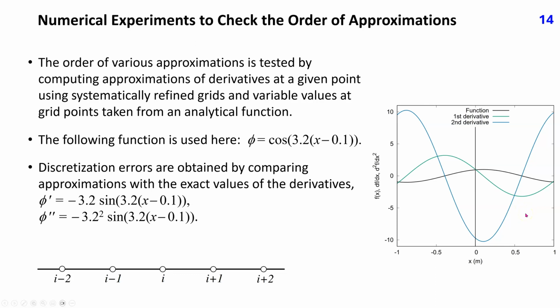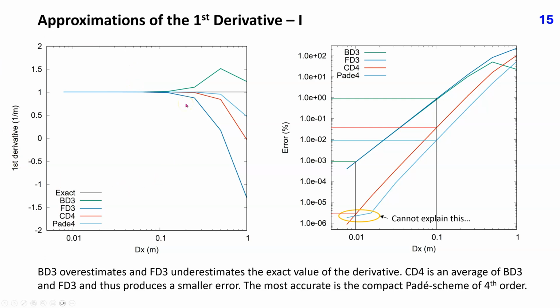Discretization errors are computed by comparing the approximations of derivatives obtained using the exact values of the variables at grid nodes and the analytically computed derivative at x equals 0. We first check the third order backward, third order forward, fourth order central, and fourth order compact Padé approximation for the first derivative on uniform grids. The figure on the left shows the exact value of the first derivative at x equals 0, 1.006613, and the variation of numerical approximations by third order backward difference, denoted by BD3, the green line, third order forward difference, denoted by FD3, the blue line, fourth order central difference, denoted by CD4, the red line, and fourth order compact Padé approximation, denoted by Padé4, as the spacing between grid nodes delta x is reduced.